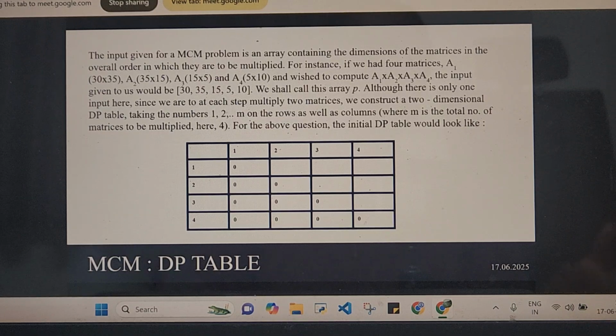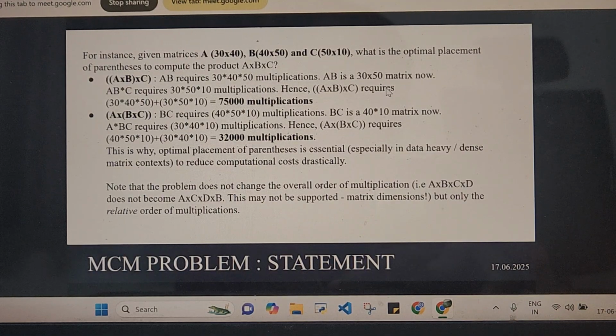To find the minimum multiplications required in a product of three matrices, you first need the minimum multiplications required for combinations of two matrices. So if you have A into B into C and you wanted to know whether AB into C is better or A into BC is better, then you should first know AB and BC. Only then can you decide. We knew AB is this much, and then we did AB into C and we got 75,000. Similarly here we knew BC, and then we did some manipulation on it and we got 32,000. And that's the whole idea of DP, right?